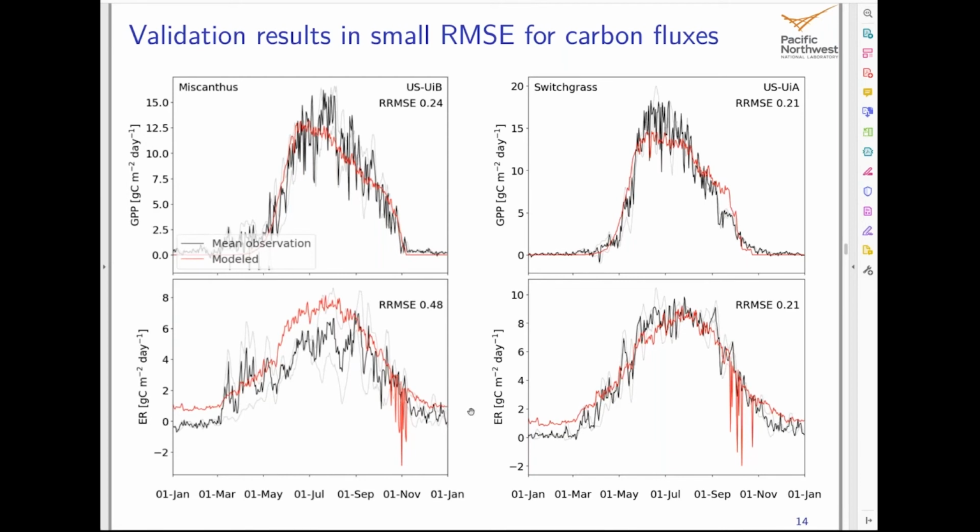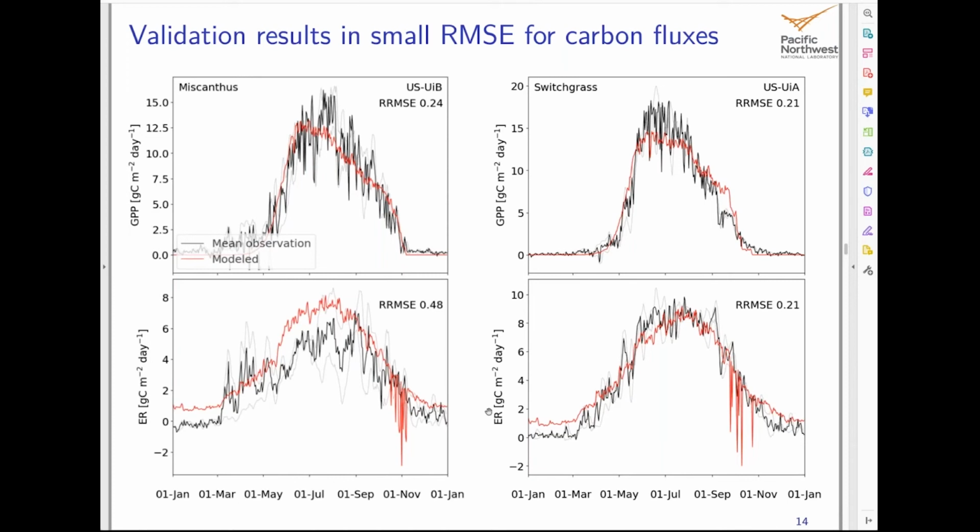And I forgot to mention one thing. We calibrated 4 fluxes for each of the crops, and we did that in a combined manner, which means all 4 fluxes, GPP, ER, sensible heat flux, and latent heat flux, were calibrated together so that we end up with one set of parameters for each crop type.